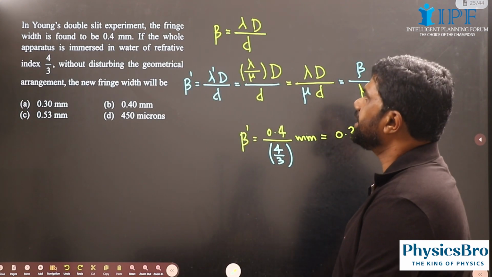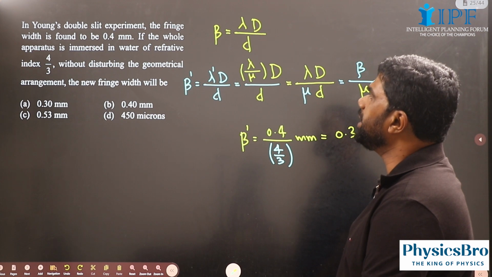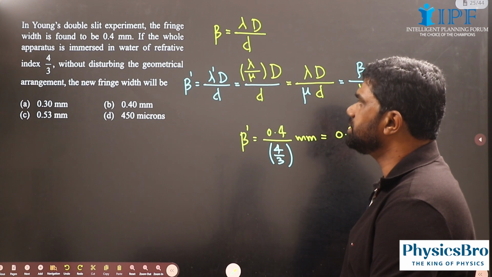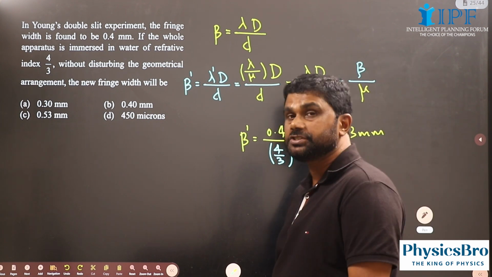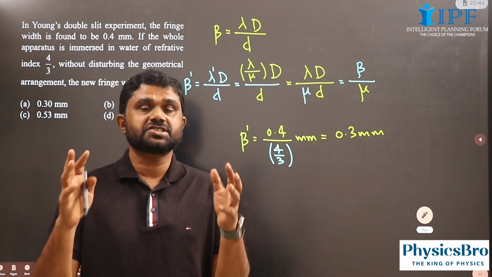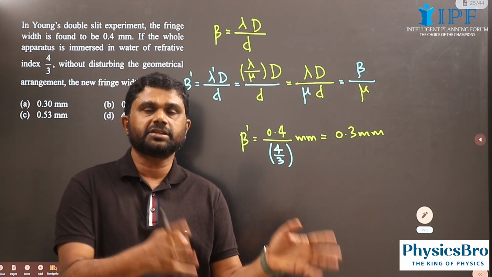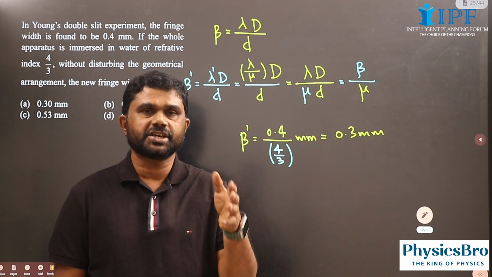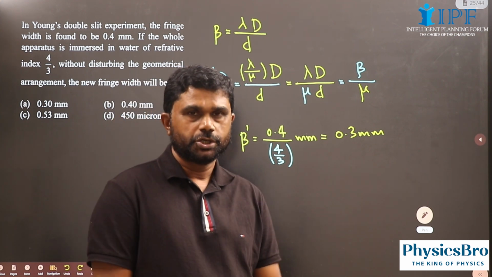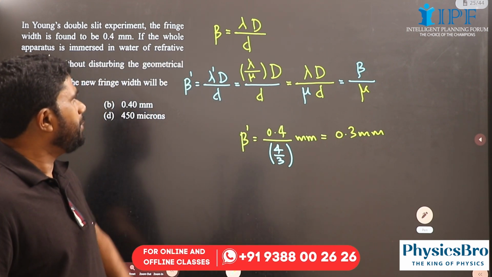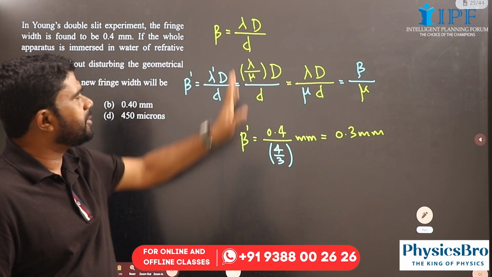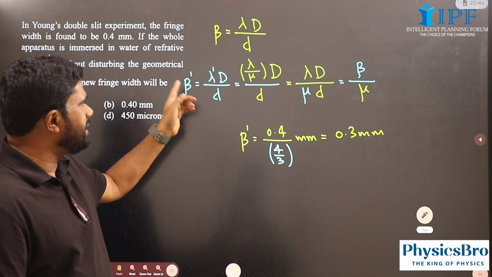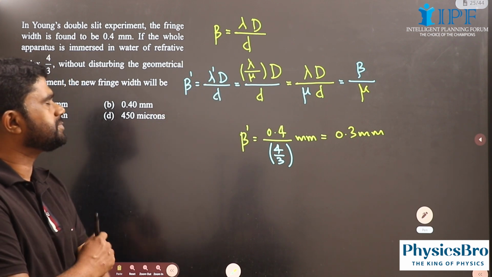In Young's double slit experiment, the fringe width is found to be 0.4 millimeter. If the whole apparatus is immersed in water of refractive index 4/3 without disturbing the geometrical arrangement, the new fringe width will be? When the system is shifted from vacuum or air to another medium, the wavelength will change from lambda to lambda by mu. So the bandwidth also will change. Bandwidth in air or in vacuum will be lambda D by d, and the bandwidth in another medium will be beta dash equal to lambda dash D by d.